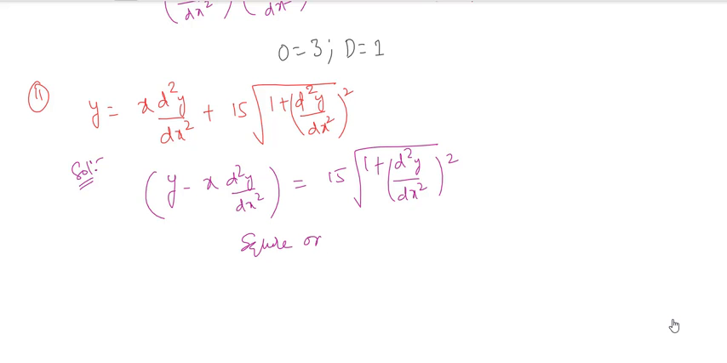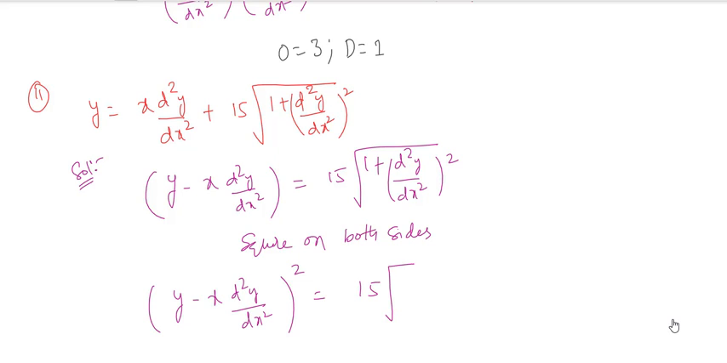So square on both sides. What will I get here? y minus x into d square y by dx square, whole square, which is equivalent to 15. This square root will get cancelled. That is, square root of 1 plus d square y by dx square, whole square. This will be whole square.